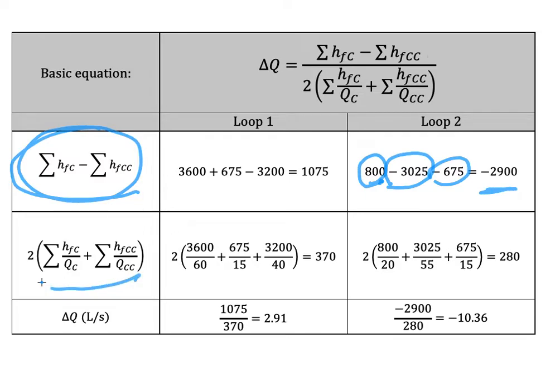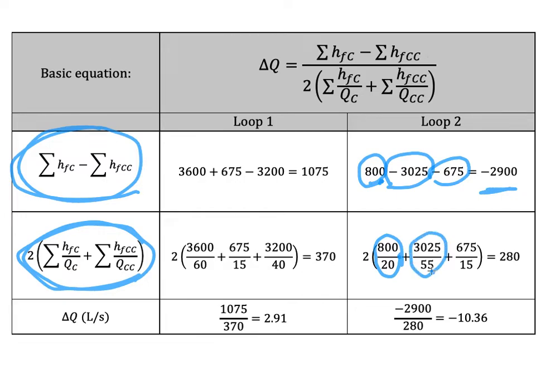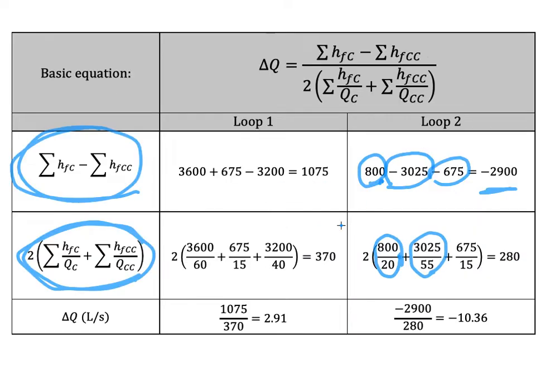Then to complete this, we just add the losses: 800 divided by 20, 3025 divided by 55, and 675 divided by 15. So we have this one, and then we have 280. And then we get the value of delta Q here, which is negative 10.36.